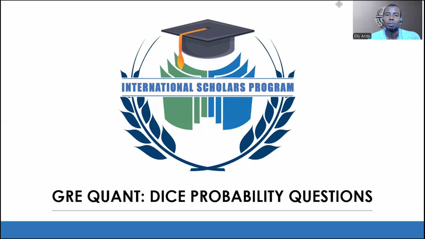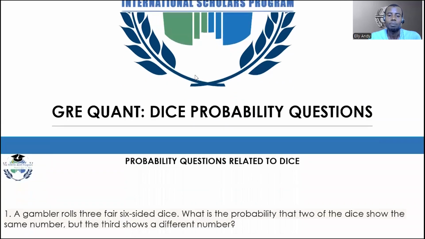Today we'll be looking at probability questions that touch on dice, that is rolls of die or dice. These questions are relatively common in the GRE, so we'll be tackling a few problems to see how ETS sets these questions and also the strategies we can use to solve them. So welcome and let's begin.